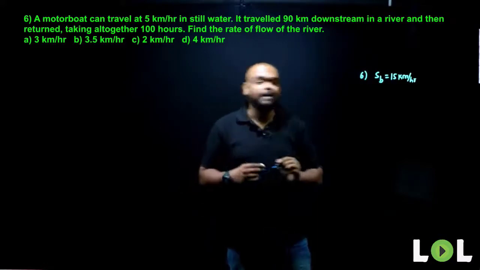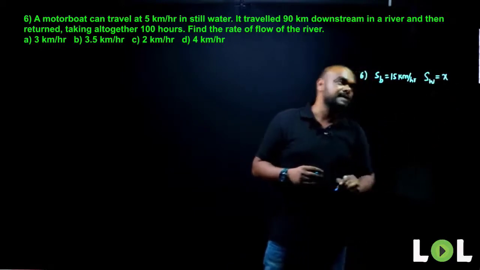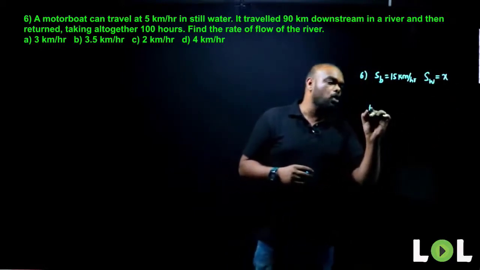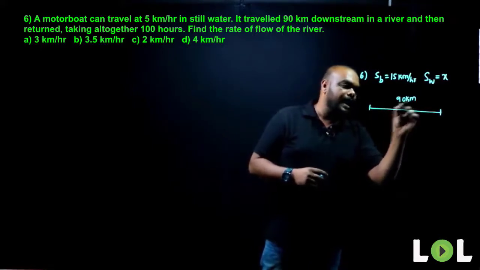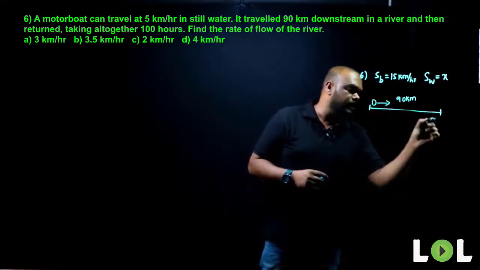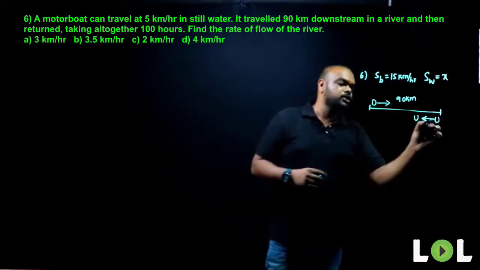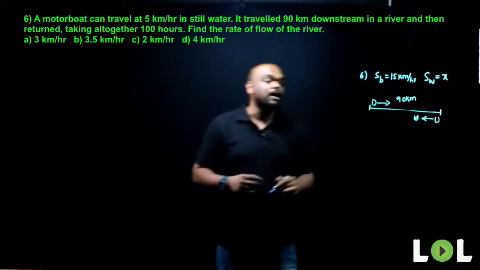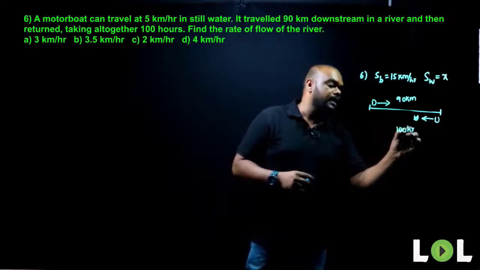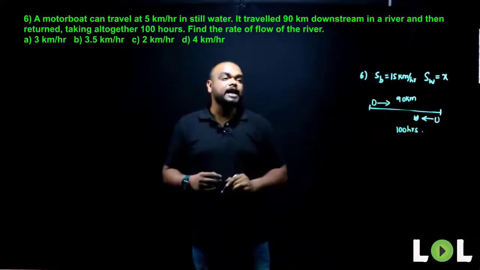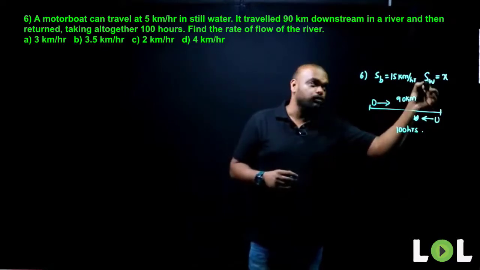That is again the same question. It is asking for SW. Let us consider it as X. It goes 90 kilometers downstream and returns back. It means while returning, it should come with upstream speed. Altogether it took 100 hours. Rate of flow of the river means SW, speed of water, that is equal to X.